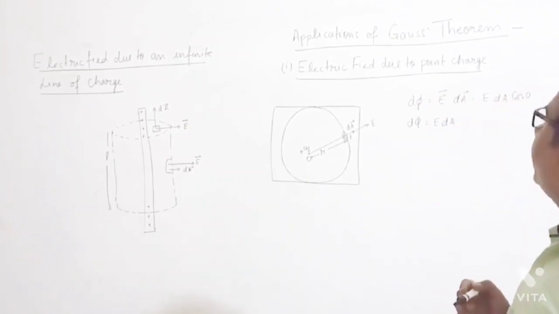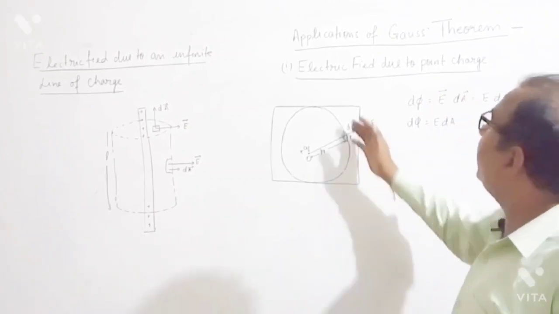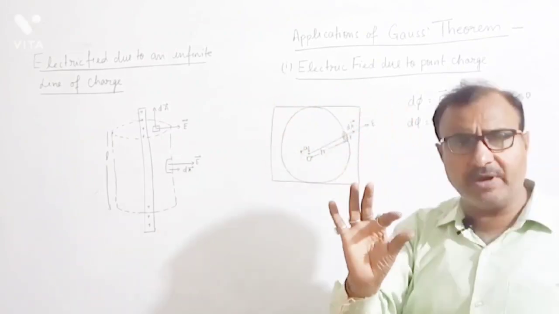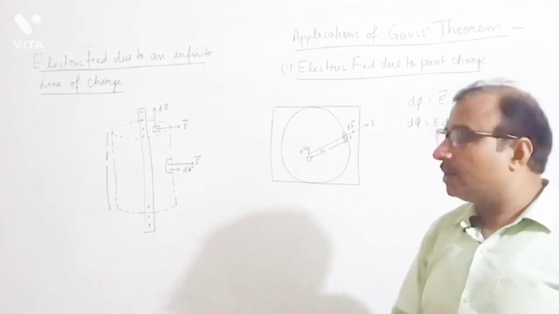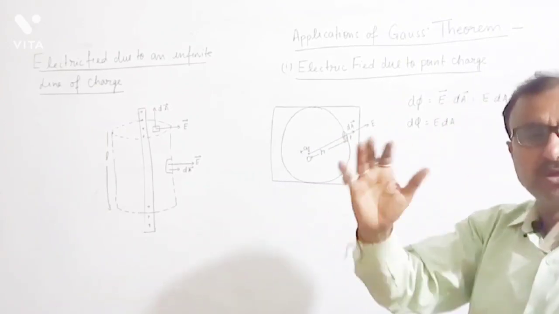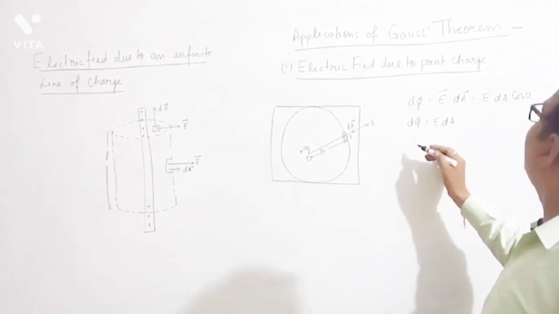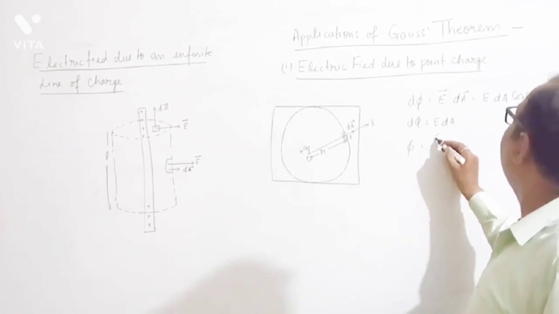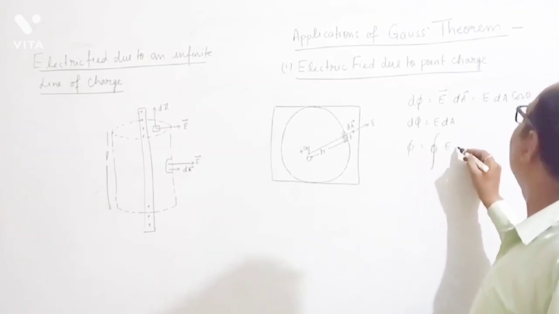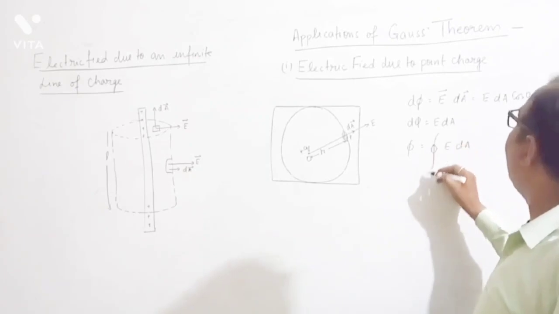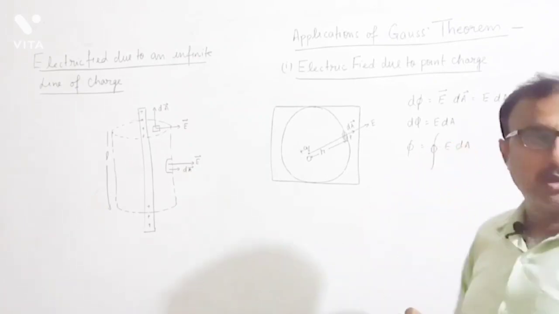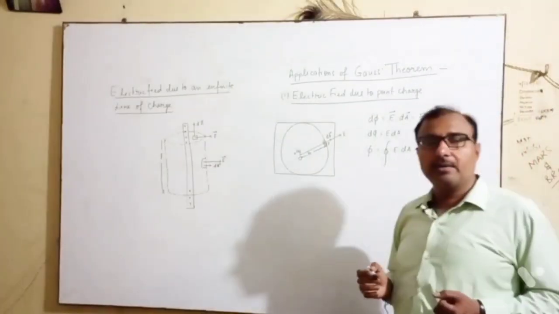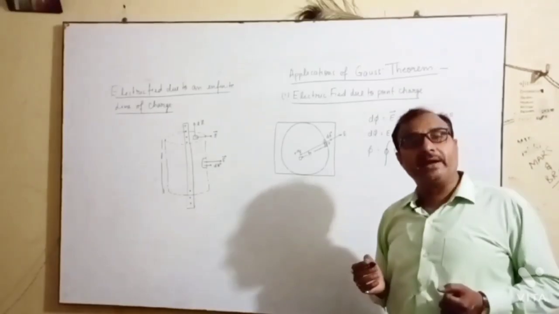Now, what do you have to find out? You have to find the total electric flux passing through this Gaussian surface. Just now you took a small area element dA. Now you want to find the whole electric flux passing through the whole surface. So what will you do? You will integrate both sides. So the integral of d phi is phi, and here you take the integral of E dA. E is constant, so you are going to integrate only dA.